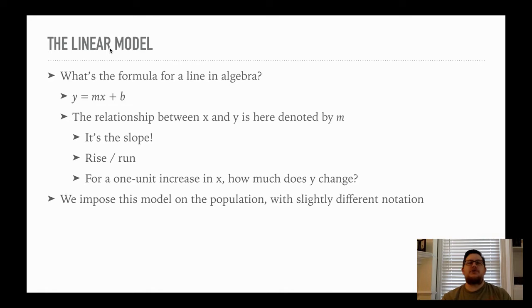Now, what we do is we impose this model on our population of interest. Right? We're assuming that this relationship is linear. Now, if ultimately it's not linear, then we will not get good results. We won't get accurate results. All right? Our test won't be valid. We're not actually testing what we think we're testing. Okay? So it's important to consider whether or not that relationship is linear.